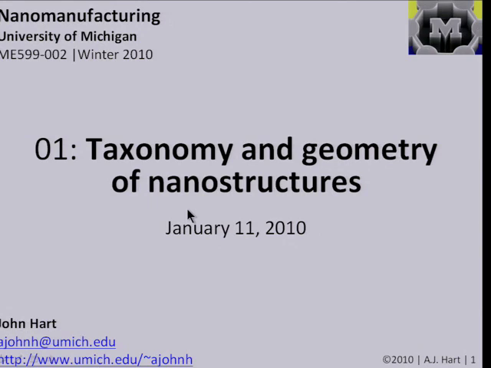Today's topic is the taxonomy, or naming, and geometry, things about crystal structures and placement of atoms of nanostructures. One of the topics that we'll certainly build upon, and I think is important foundational knowledge for the types of structures we're going to consider, properties and processes as the semester moves on.